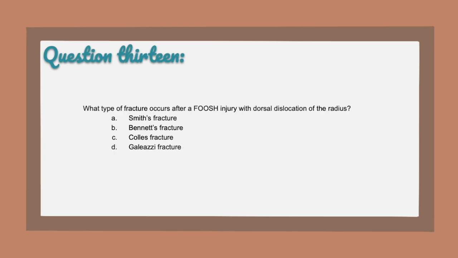Correct answer for question 13 is C, a Colles fracture. Smith's is the reverse of a Colles, so it's a palmar dislocation of the radius. Bennett's is a thumb fracture at the first metacarpal base, and then a Galeazzi fracture is the fracture of the middle to distal third of the radius with a DRUJ subluxation or dislocation.